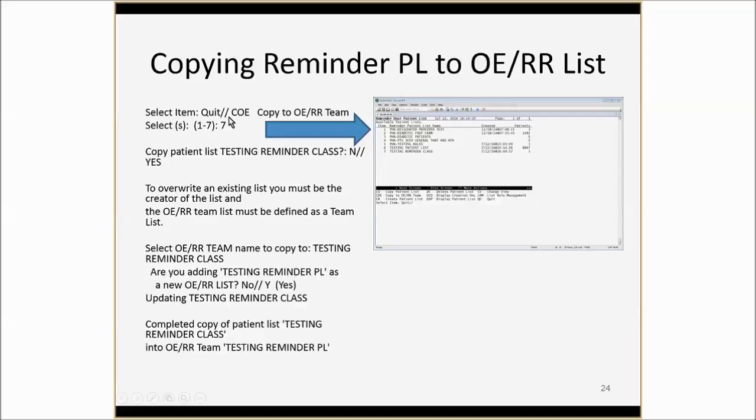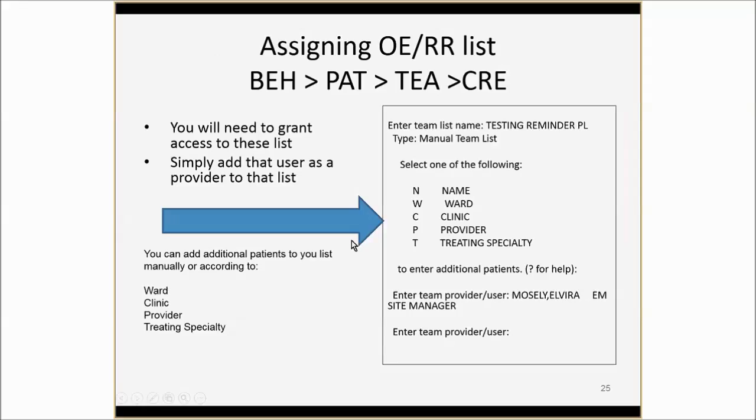So, copying a reminder patient list to an OERR list. You're going to go ahead and select COE. You're going to select which list you want to copy. And I decided to copy the smaller list that I have, which is number 7. Then once you copy that, it's going to take it over to the OERR list, and then you can go into BEH patient TEA and create. And you're going to need to grant access to this list to users.